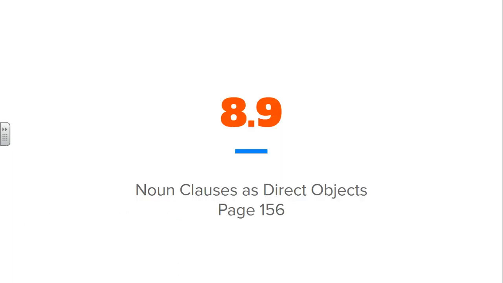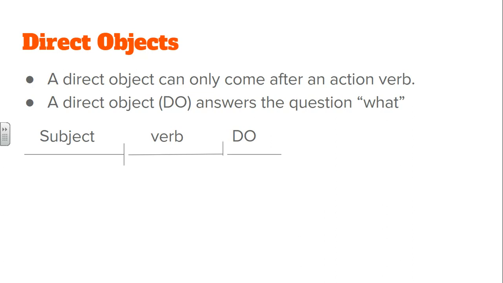All right, we're also going to talk about lesson 8.9 today, which is about noun clauses that are used as direct objects. Okay, to review, a direct object can only come after an action verb. Okay, it's a noun that answers the question what. So you find the subject, you find the verb, and then you say what. Subject, verb, what, and the answer is the direct object. Okay, like I ate soup. I ate what? Soup. Soup would be the direct object.